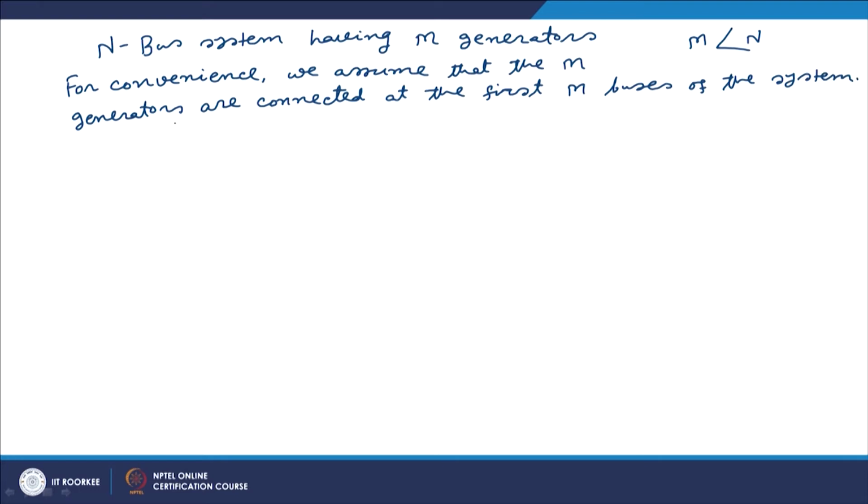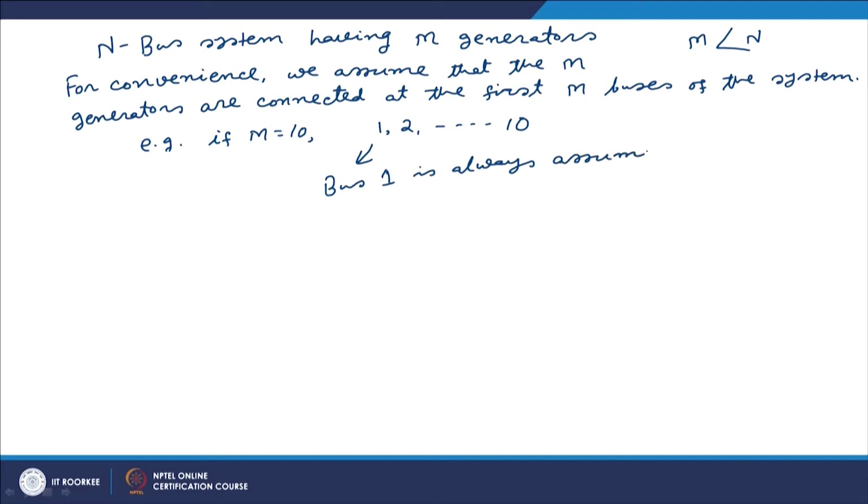For example, if m is, let us say, 10, then these generators are connected at buses 1, 2, 3 to 10, and out of these, bus 1 is always assumed to be the slack bus.